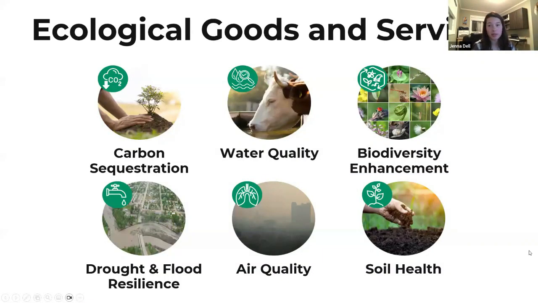Before I start talking about all the beneficial management practices that you can put in, I'll start by talking about ecological goods and services. The purpose of the RALP program is that by implementing these beneficial management practices, you'll be producing ecological goods and services on your land. Those are the services that are provided by nature, and they benefit humans. These are just a few examples: carbon sequestration, improving water quality, biodiversity enhancement, drought and flood resilience, air quality, and soil health.